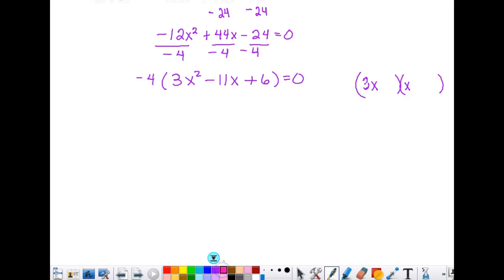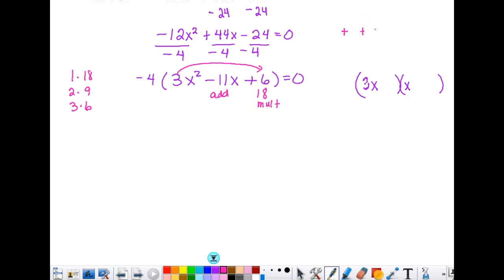Well, it starts with a number, so you multiply the A times the C, the first times the last, you get 18. What multiplies to 18 that adds to negative 11? Okay, so we have 1 times 18, 2 times 9, and 3 times 6. 2 and 9 are going to make an 11, right? Okay, it's a positive 18. What kinds of numbers multiply to make a positive 18?